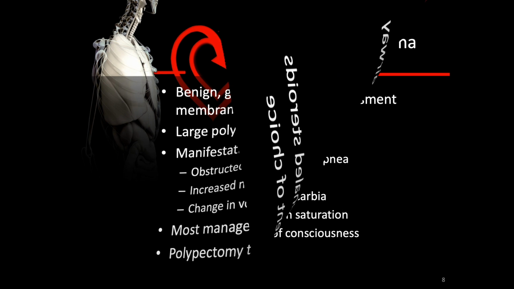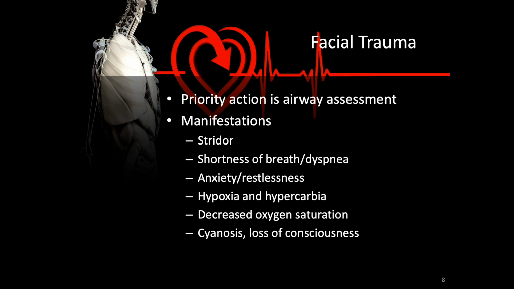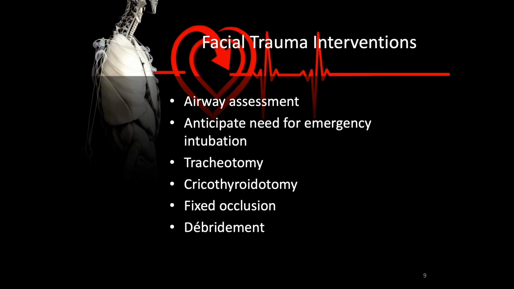Another danger to the upper airway is posed by any type of facial trauma, in which the priority action is airway assessment. The manifestations include an upper airway abnormal sound called stridor, the evidence of shortness of breath or dyspnea, anxiety and restlessness, hypoxia and hypercarbia, decreased oxygen saturations, cyanosis, and even loss of consciousness. Your priority assessment is for airway.